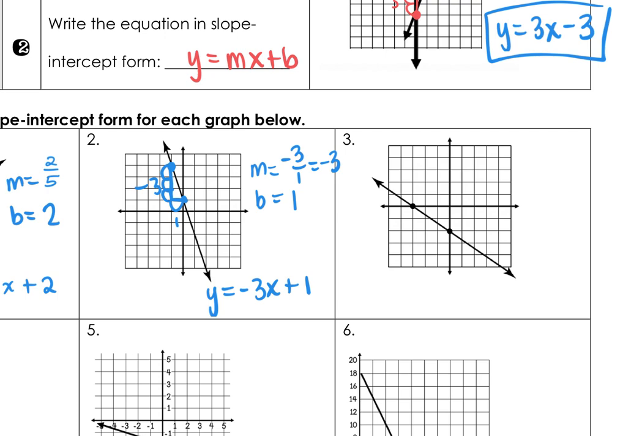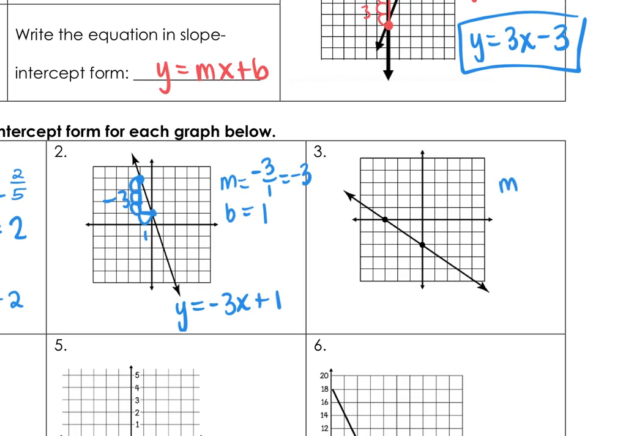Number 3. Same thing. Labeling the m, labeling the b. This y-intercept, where does this graph go through the y-axis? It goes through the y-axis at negative 2.